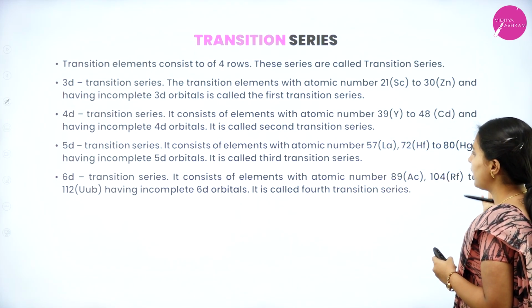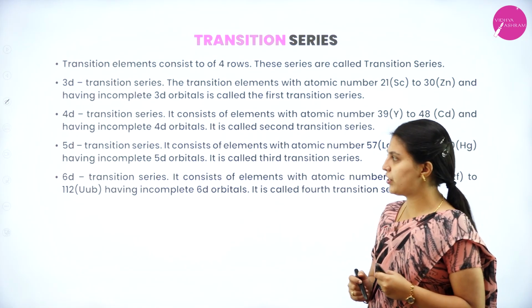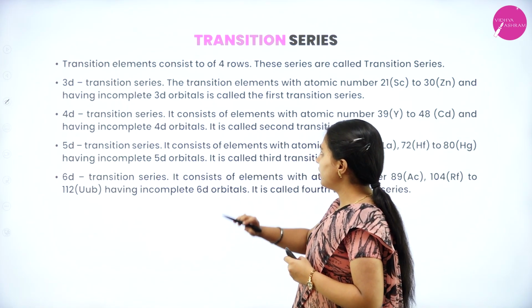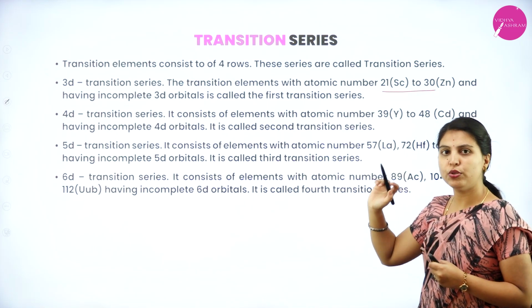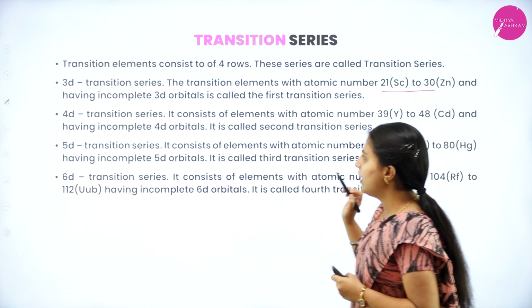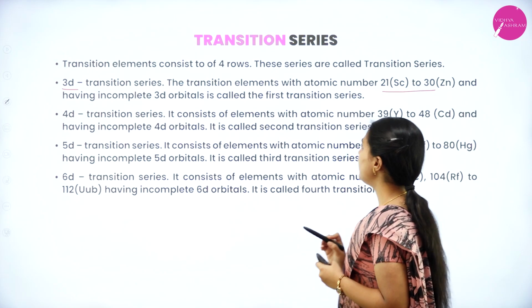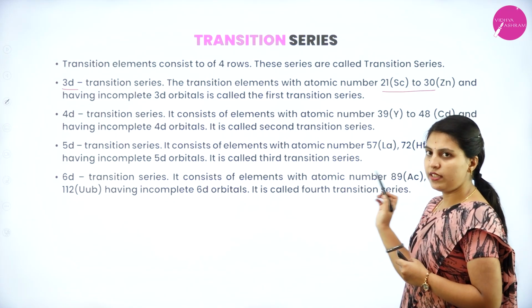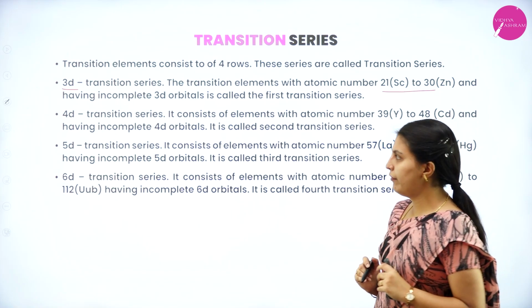These series are called transition series. The 4 rows of d elements will be considered as transition series. The 3d transition series, the transition elements with atomic number 21 to 30, that is scandium to zinc, will be considered as the 3d transition series. Having incomplete 3d orbitals, it is the first transition series. Here d orbitals will not be completely filled.